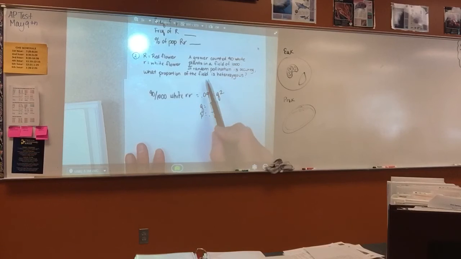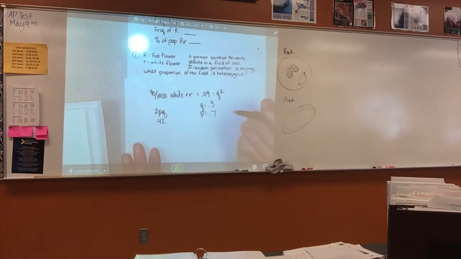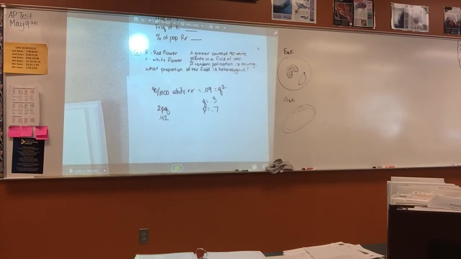And then the question is, what proportion of the field is heterozygous? We can use 2pq for that. So 2 times 0.3 times 0.7 gives you 0.42. That's the frequency, and that would be the same as 42%. Okay? How'd you guys do?